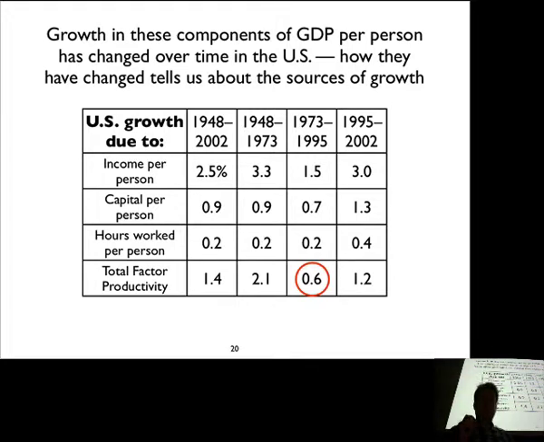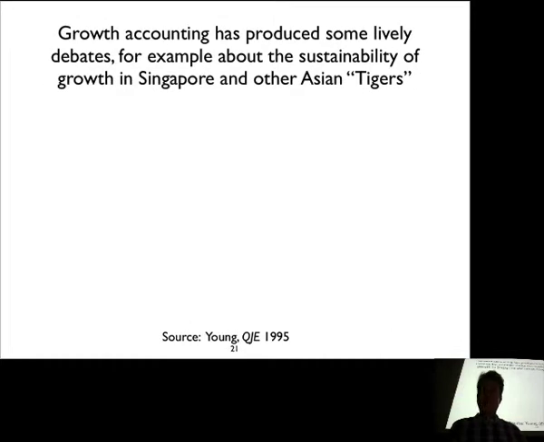Now, here's the story for the United States. What have we seen? Especially in this later period, a fairly rigorous amount of capital per person contributing to growth. But it's still a story that's fairly optimistic, I would say, about future growth, because a lot of it was coming from TFP growth. Now let's look at Singapore.